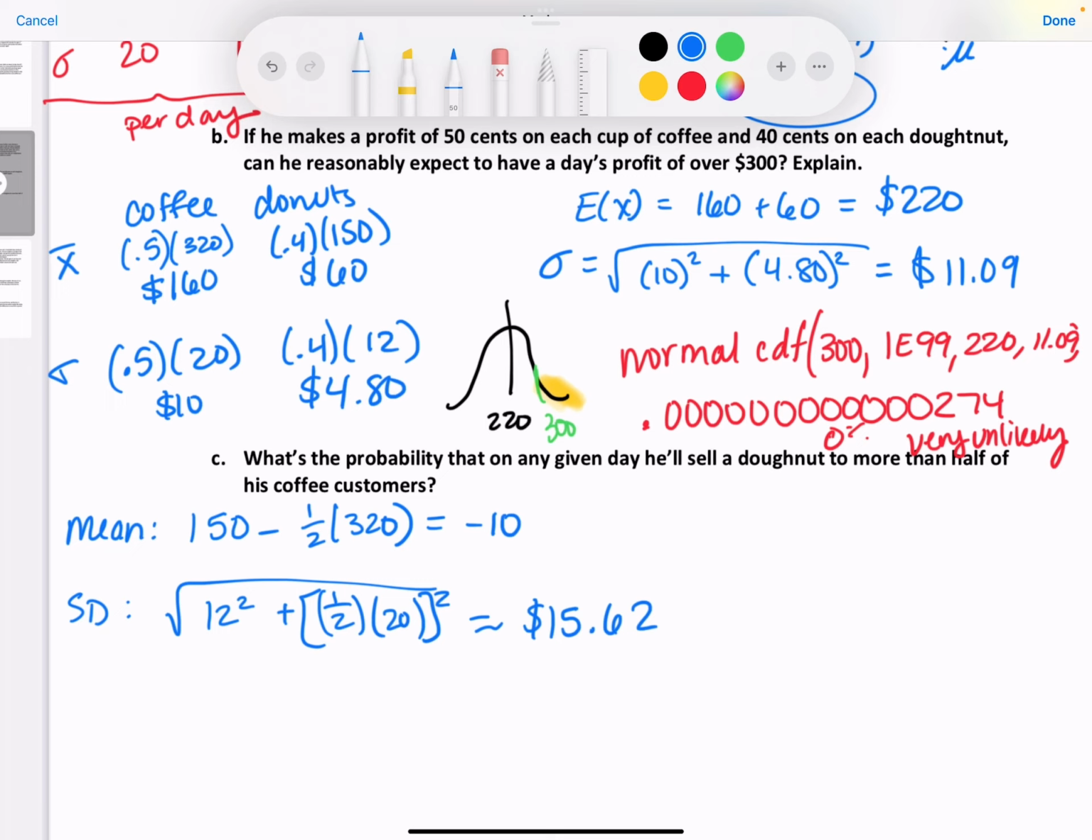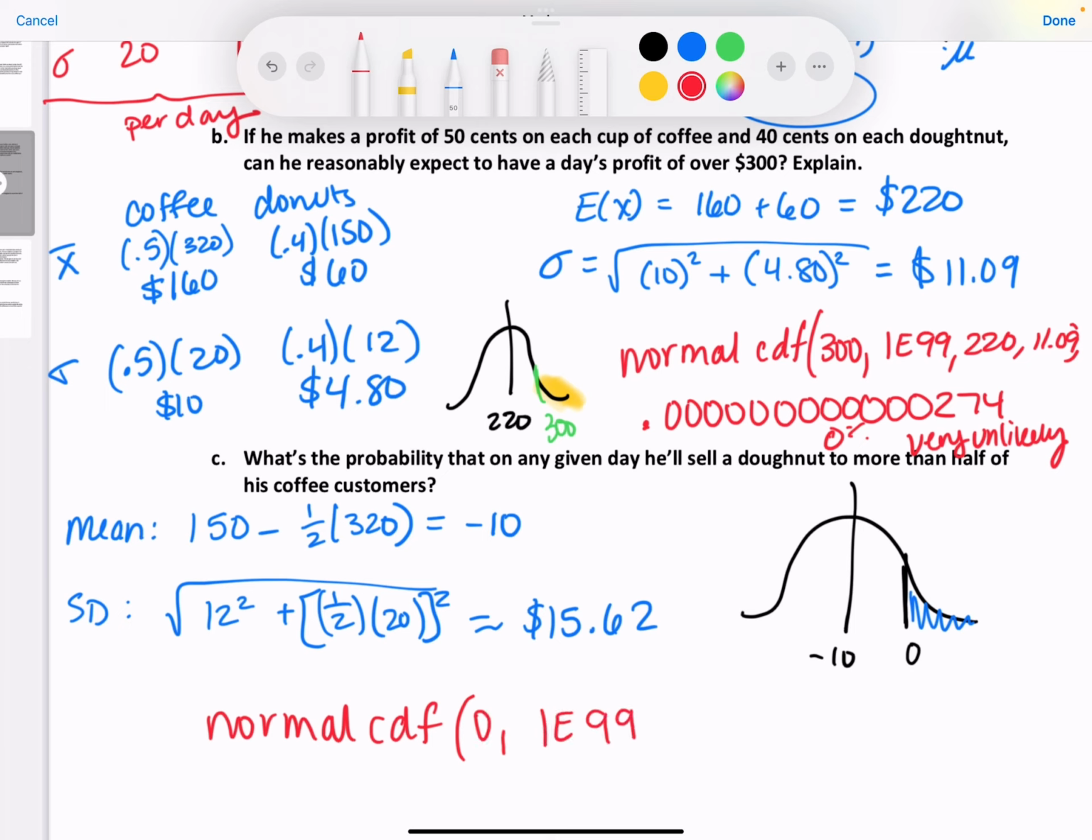So then we care about more than half, so we're looking at the right side of the graph. So the mean is -10. So we basically say that he wants it to be 0 or more, because that would be more than half. So we care about this area over here. So normal CDF of 0, 1E99, -10, 15.62. Yep.